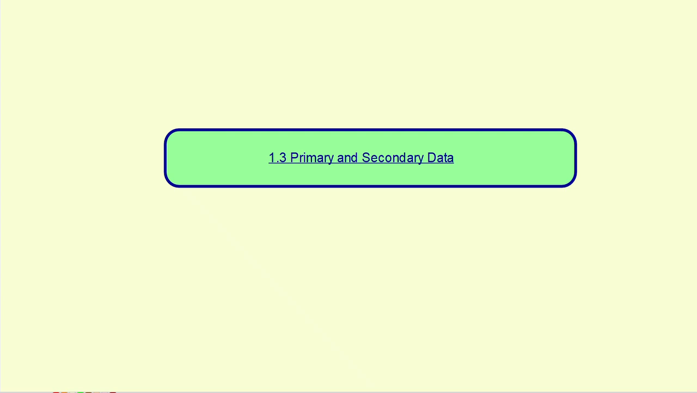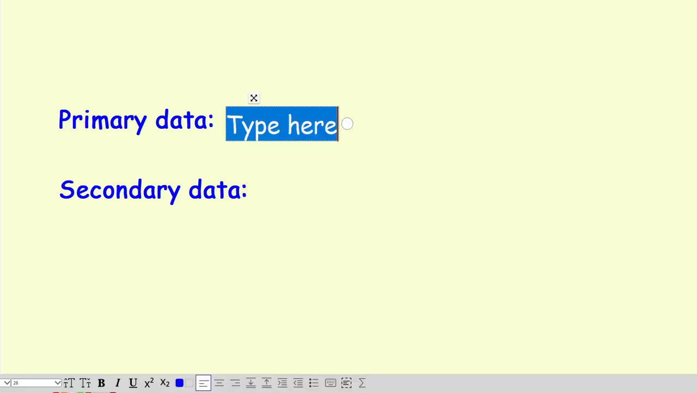Chapter 1, Lesson 3 on primary and secondary data. Okay, what is primary data and what is secondary data? Please get these definitions written down on those all-important flashcards, okay?